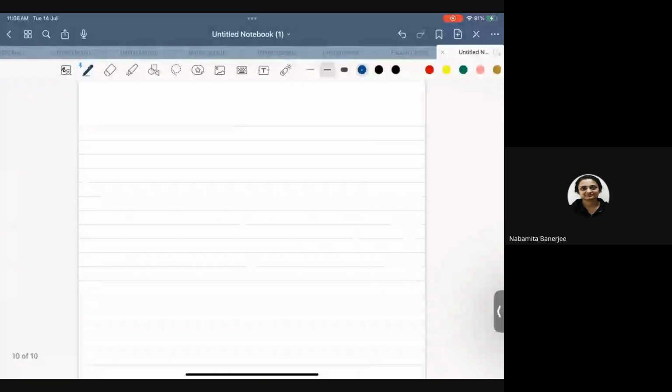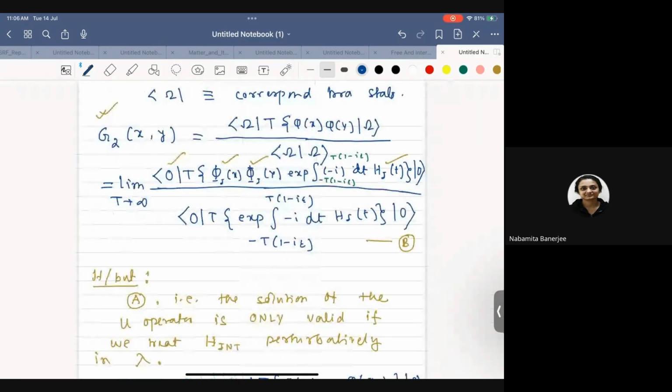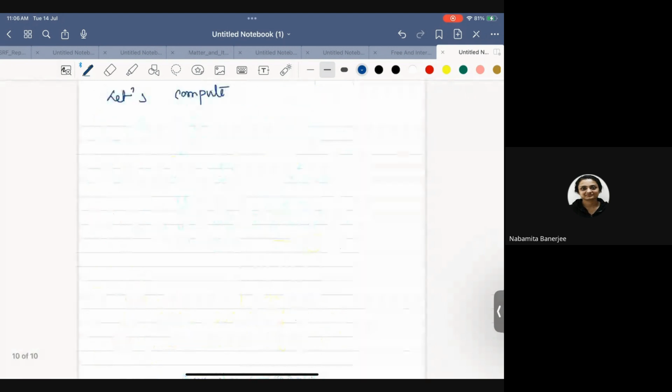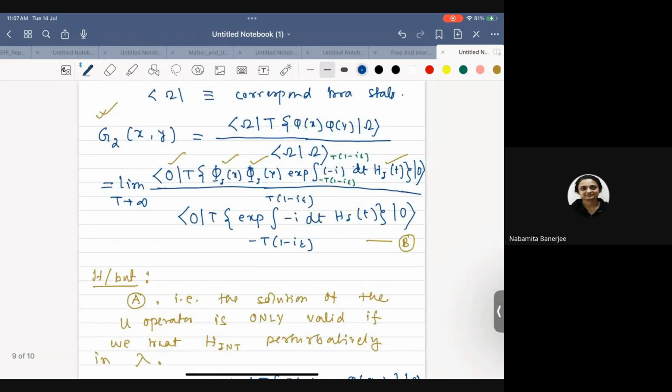Okay, let's now compute. Enough of knowledge, let's compute. I was only giving you gyan. I would have probably just started with this expression, but I find that very absurd. So let's compute G2(x,y). Just the 2-point function I'm going to compute, and we will do it up to lambda squared order.